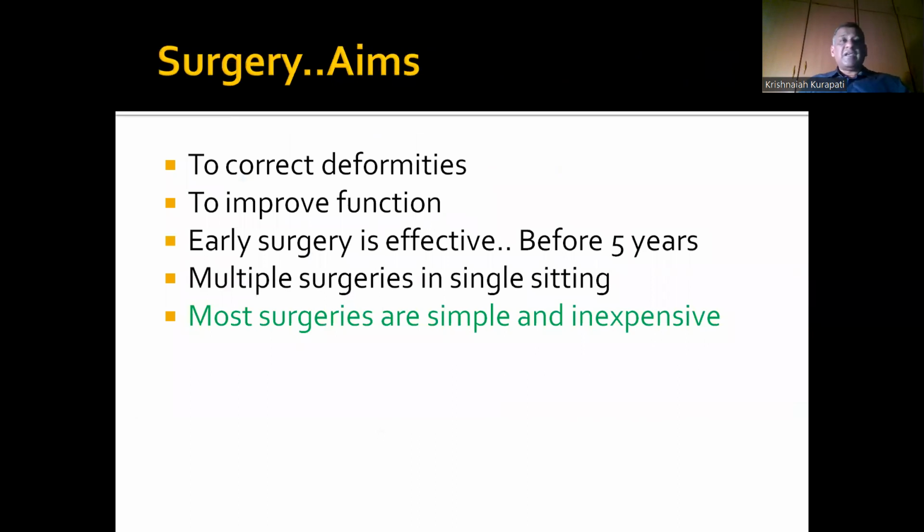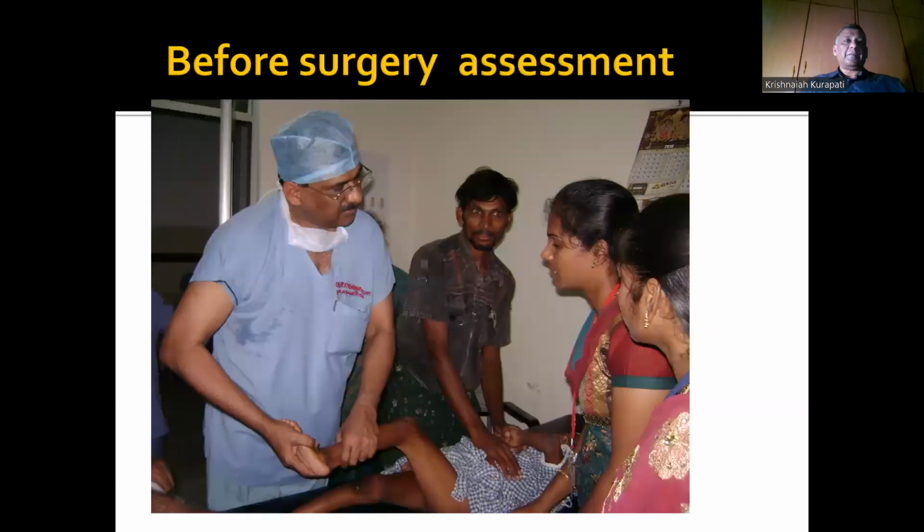But surgery is a very important aspect of treatment. Here, you correct the deformities, thus improving the function. Early surgery is effective, preferably before 5 years. Multiple surgeries in a single sitting is preferable. I'd like to emphasize that most surgeries are simple and inexpensive. This is the important point.